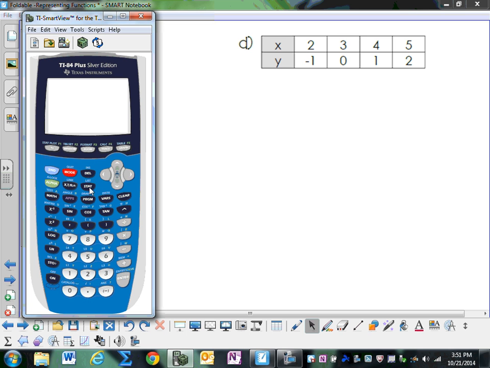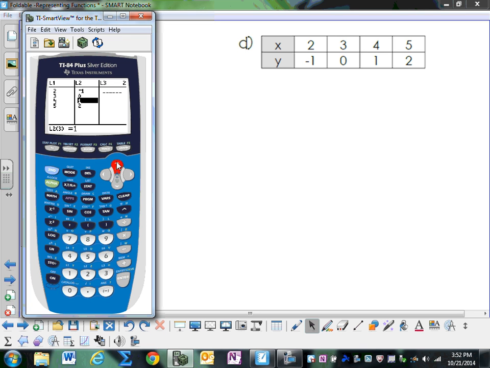Alright, so we've hit the stat key, enter, and then we have L1 and L2 for list 1 and list 2. So we're going to enter our list. So put in 2, 3, 4, 5. And then I'm going to put in -1, 0, 1, and 2. And now I'm going to look closely that I've entered the correct data, and I have.